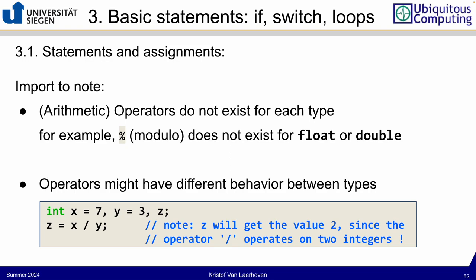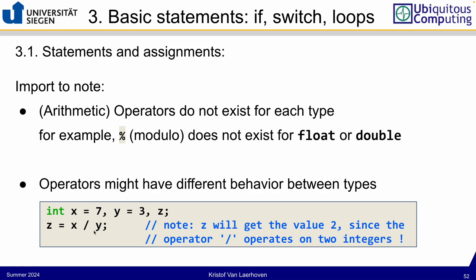Some operators don't always exist for the particular types. As I said already, a type dictates what operators you can use. So for instance, a modulo operator does not exist for a float or a double. And like that, there are several examples of things you cannot do with particular types. So operators are always dependent on the type, which is also why you have this division.